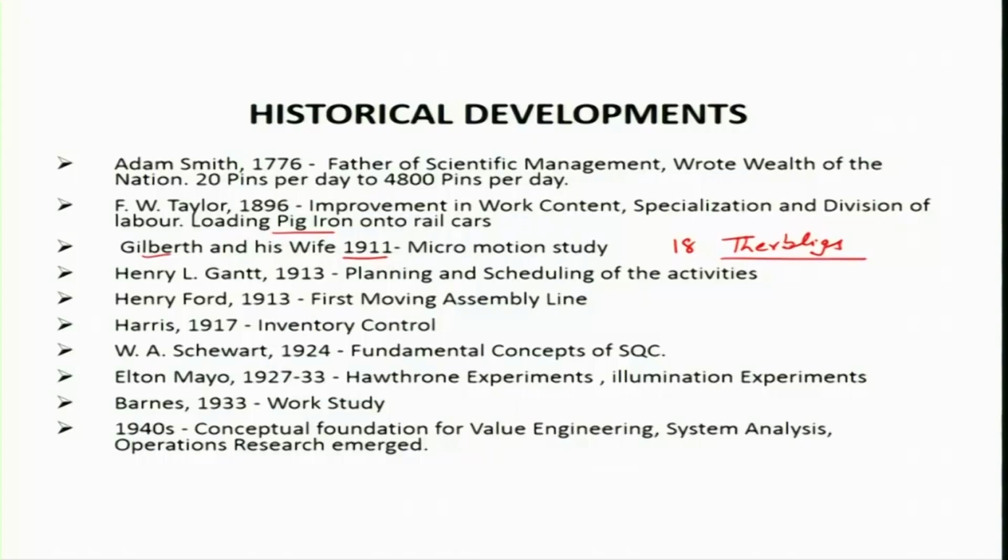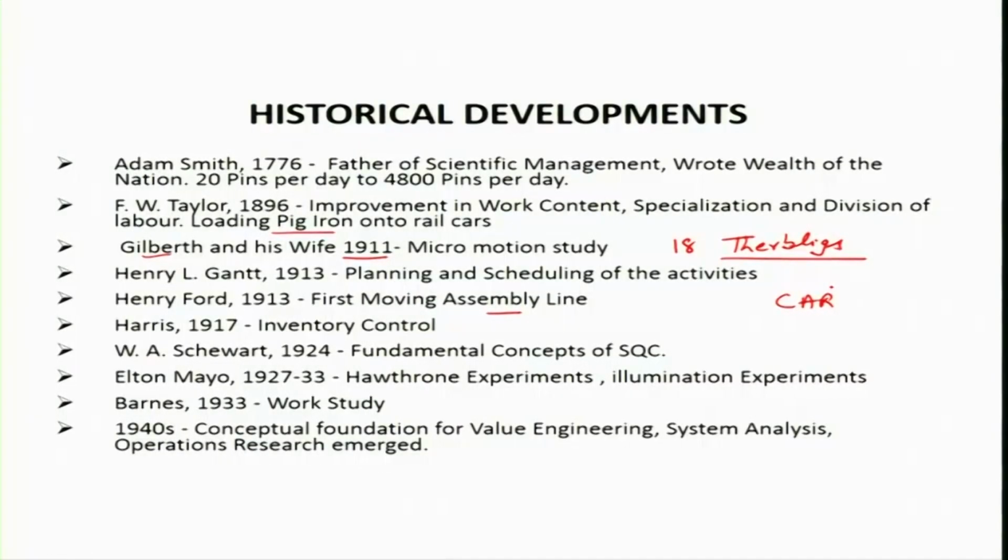Then in 1913, Henry Ford developed the concept of the first moving assembly line. Earlier, one car was manufactured at one place, another car at another place, more like a project. But he developed an assembly line where the car moves on a conveyor and different workers add value to the car. The present day assembly lines were invented in 1913 by Henry Ford.